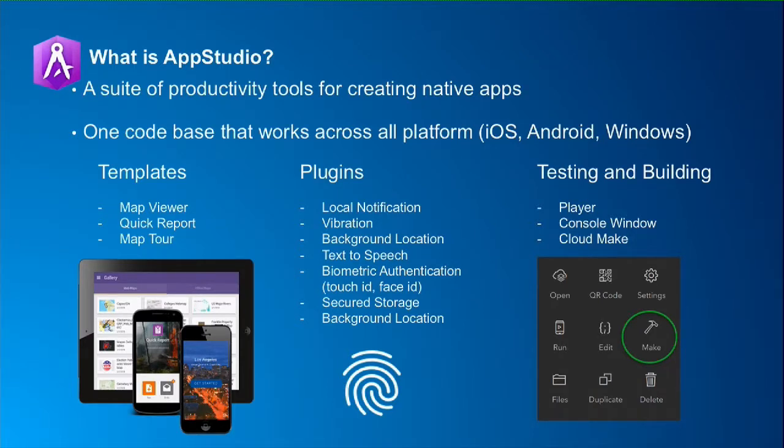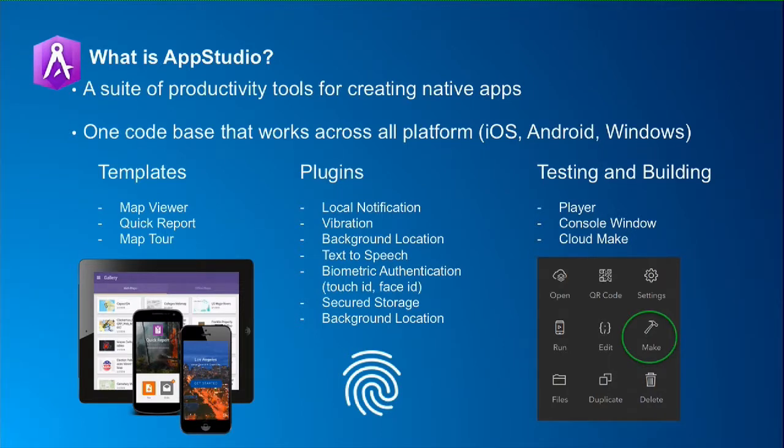AppStudio provides a lot of templates that are available, ready to use. The code is shared with you. You can just take it, put in your webmap ID, layers, and it's ready to go. We're going to show you a little bit about that later too. And also, AppStudio has a lot of plugins that help you access native capabilities in your phone, such as local notification, vibration, text-to-speech, biometric authentication, the fingerprint Touch ID, and the Face ID for the new iPhone, secure storage, background location, and a lot more.